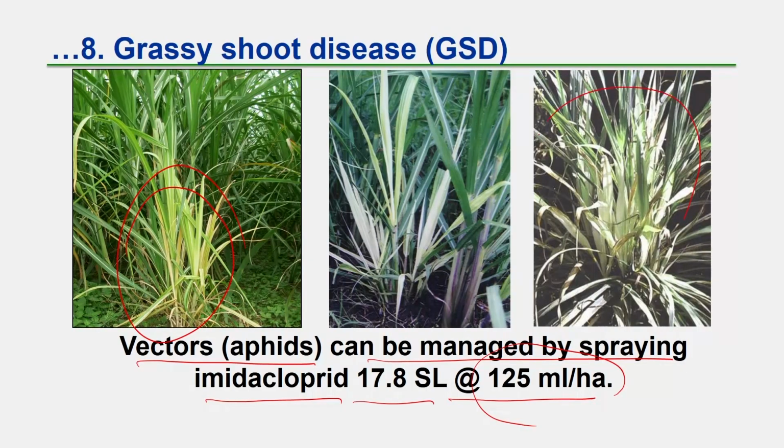It has become almost grassy, meaning the cane development is adversely affected in this. If the cane development is adversely affected, then the cane yield will also be low. The quality, the sugar content, will also be reduced.